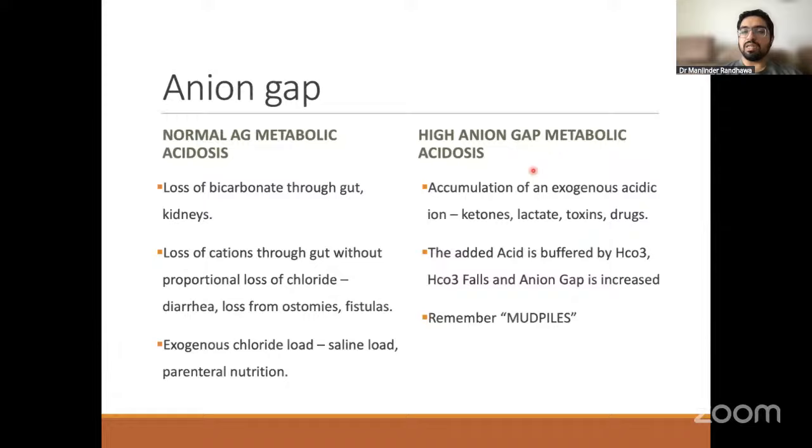High anion gap, the most common scenarios are lactic acidosis, which you see in liver failures and in your septic shocks. Ketosis, like in DKA, toxins like salicylates, and some other drugs. So basically, the added acid is buffered by bicarbonate, the bicarbonate falls and the anion gap increases. So this anion gap is caused by an additional acid that is being produced in addition to the normal anions and cations that are there. The usual mnemonic is MUDPILES: methanol, uremia, and the likes.